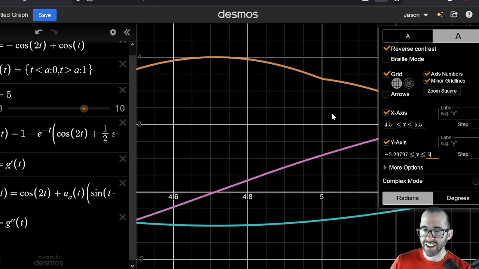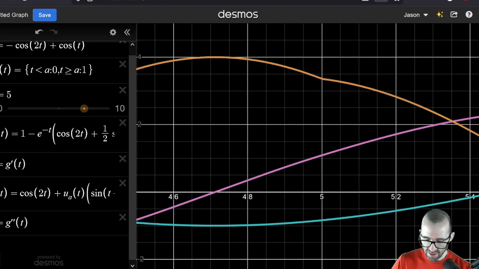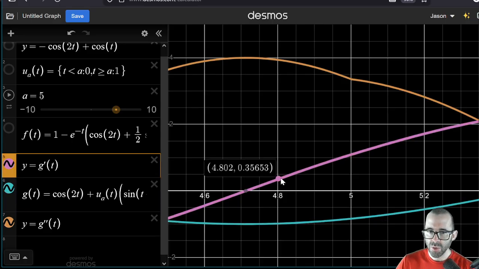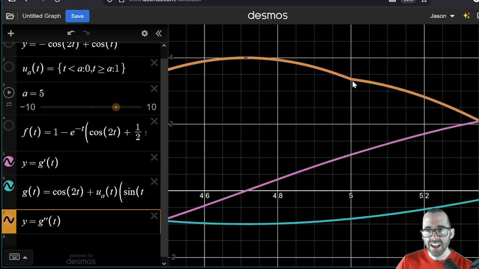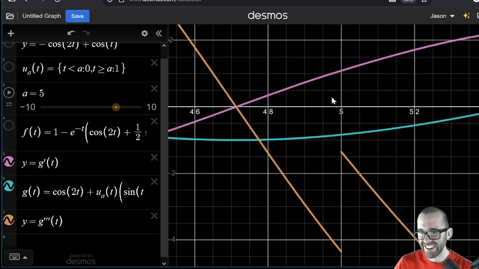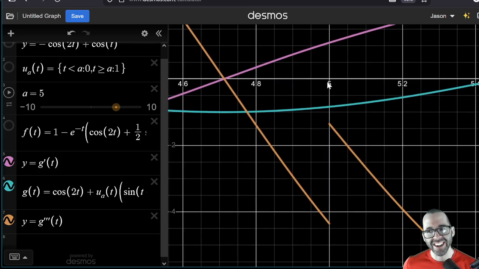Oh, interesting. So the function, let me show you what we have. The function in blue is continuous and differentiable. The derivative in pink is continuous and differentiable, but the second derivative at 5 is not differentiable, but it is continuous. So the third derivative, rather, is discontinuous. So yeah, there's a discontinuity somewhere. You just have to take a couple derivatives to get there.